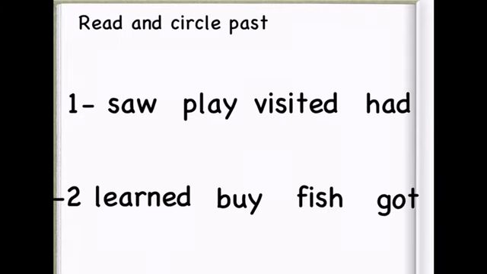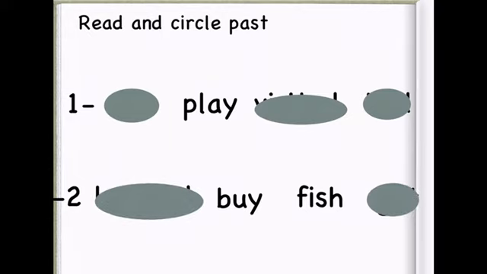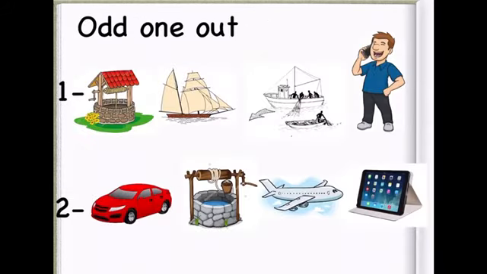Read and circle past. So, play, visited, had. Hey, Shabab, we are going to circle the past form. So, visited, had. Okay, here in our second sentence, learned or fish? Good. Yes, learned. Excellent, my friends.